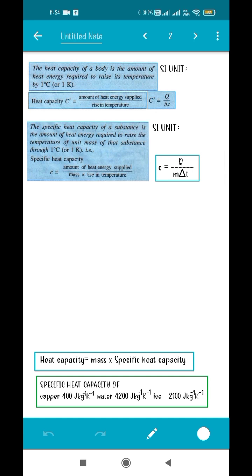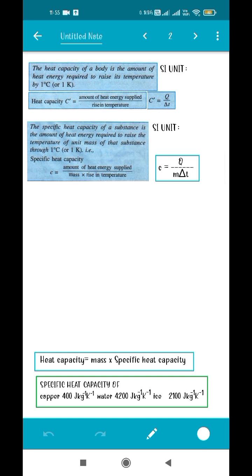So what is the relation? Heat capacity, or we can write it as C dash, is the amount of heat energy supplied divided by rise in temperature. The heat energy is denoted by Q and the rise in temperature or the change in temperature is denoted by delta T. Delta T, this triangle, means the difference between the final and the initial temperature. We will see the SI units later.